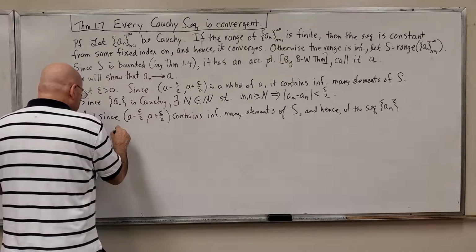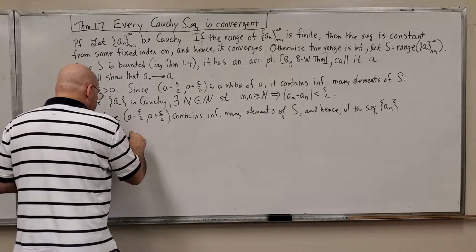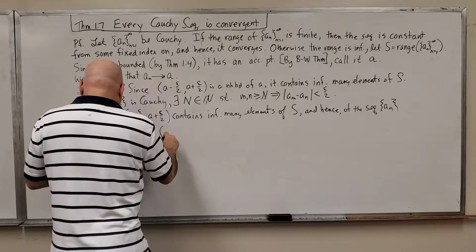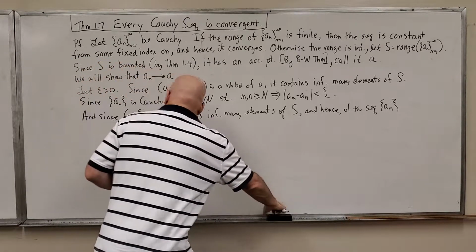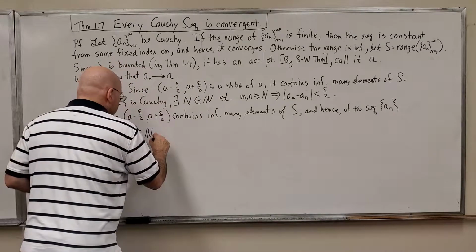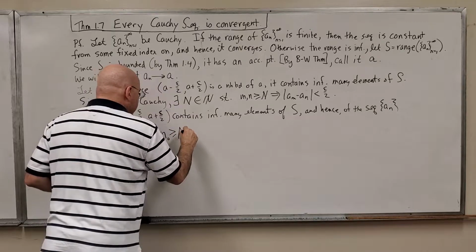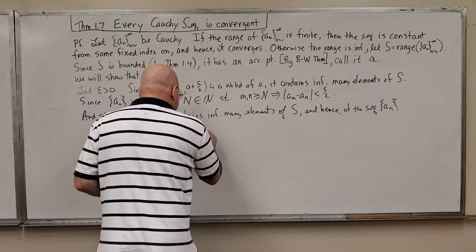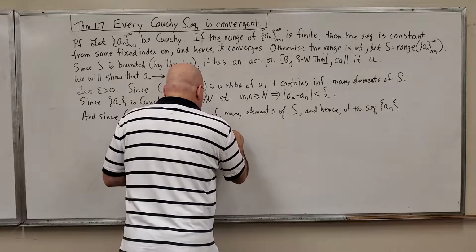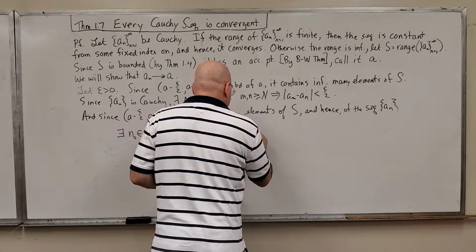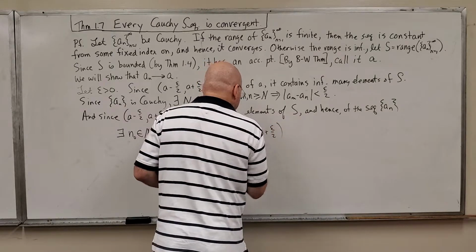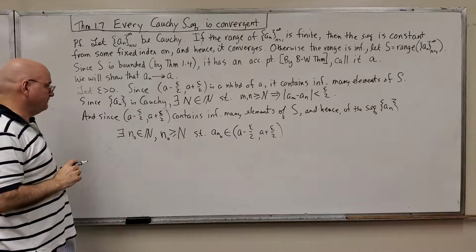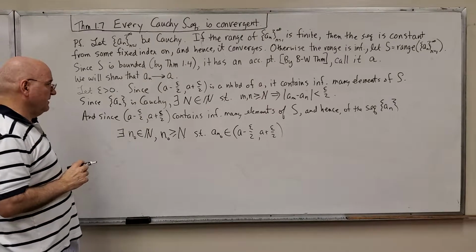Since that's true, there exists a natural number. I'm calling it N naught or N sub zero, N zero greater than or equal to N. So it's a natural number that's at least as big as capital N, such that a sub N zero is an element of the interval a minus epsilon over 2, a plus epsilon over 2. Remember, a is an accumulation point of the set S.